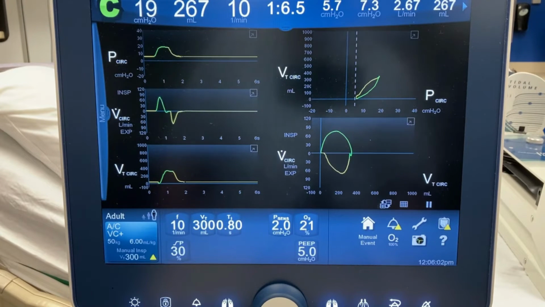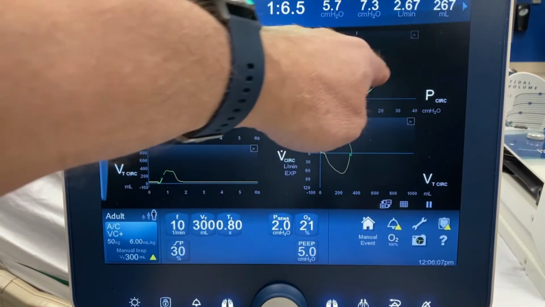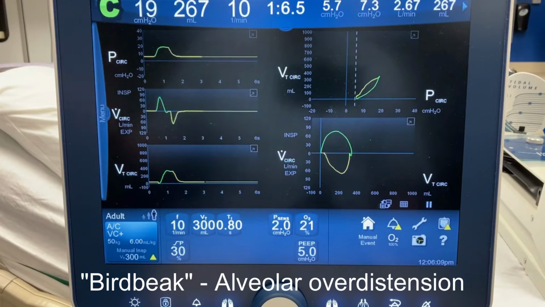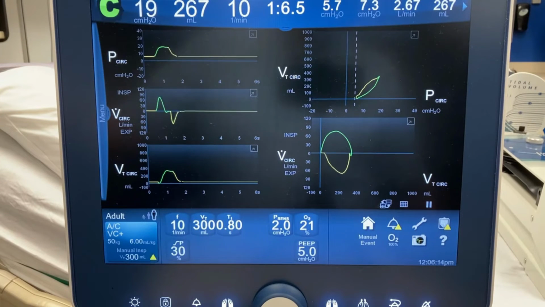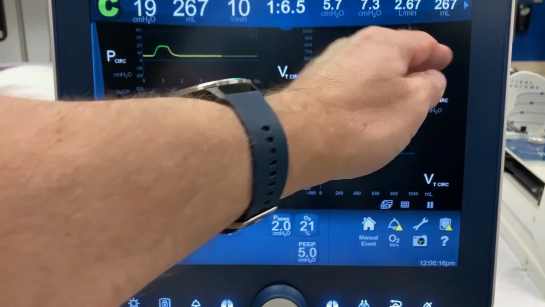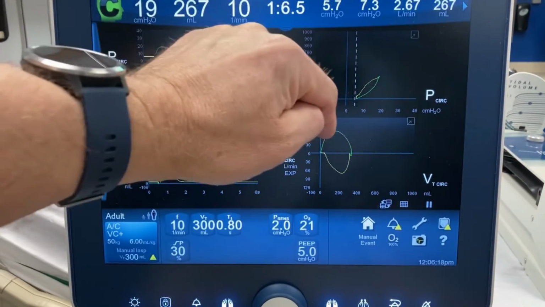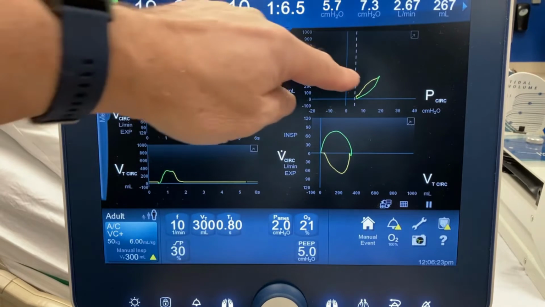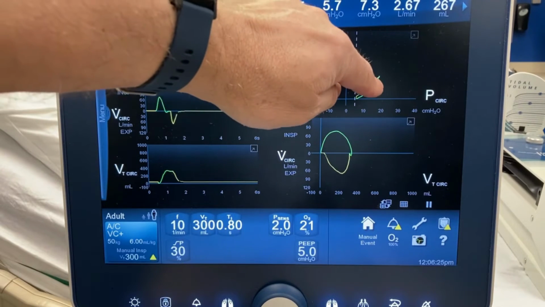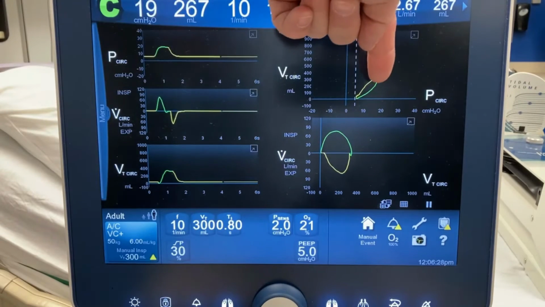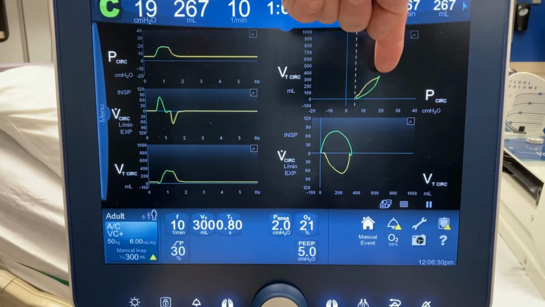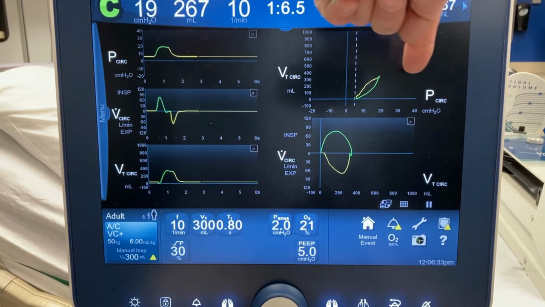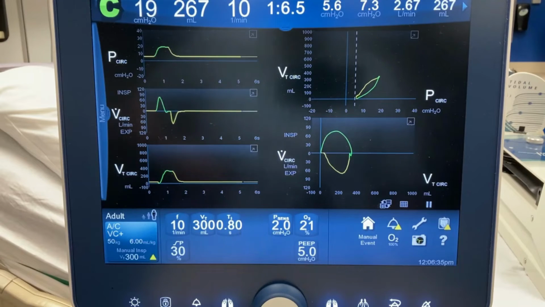Another thing I really can't mimic on here is on the pressure volume loop, the bird beak. When you have exceeded the distensible elastic properties of the lung and pressure continues to build, but volume doesn't really build, you're getting ready to pop a lung there, lung trauma. What you'll see is it'll come to a point on the volume and pressure will build, so it gets a little hook out here. It's called a bird beak.